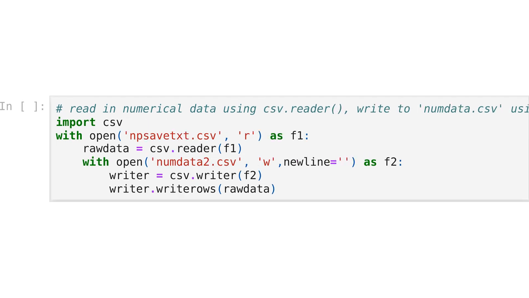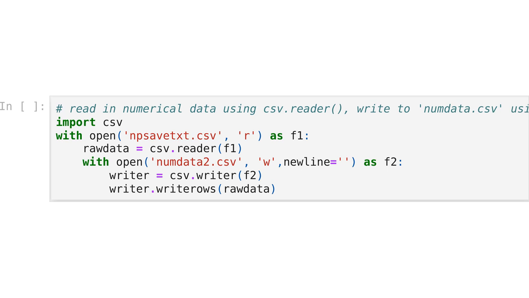This example further illustrates using the CSV module, this time for both reading and writing data that is originally in a CSV text file format, like our npsavetxt.csv. We open npsavetxt.csv in read mode. A csv.reader object named raw_data is created from it. This raw_data object will yield rows from the input CSV, where each row is a list of strings.